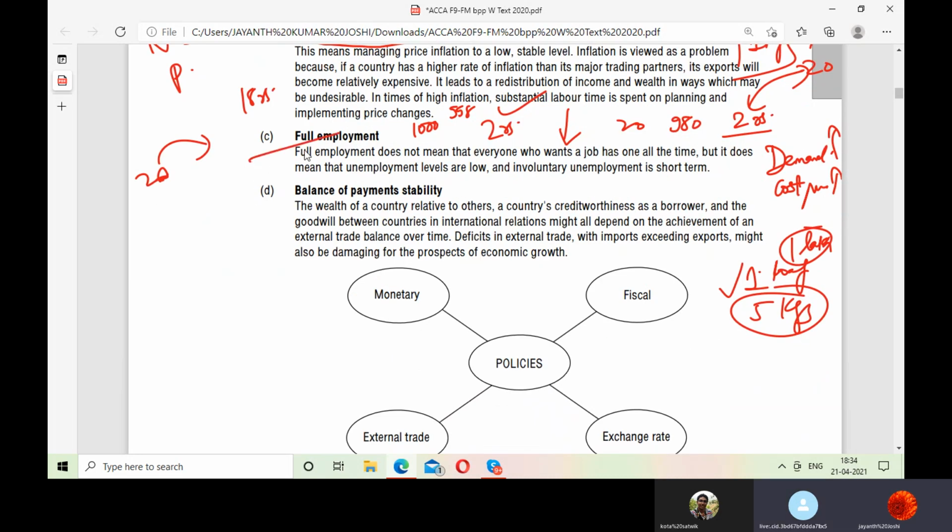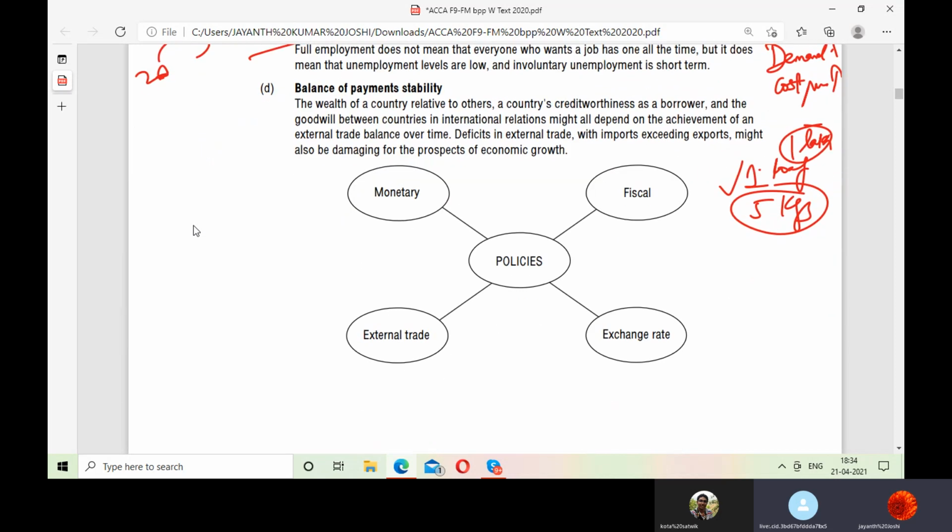Full employment: if everyone works, everyone does a job, they pay taxes, and what happens? A country develops. If unemployment is high, that is a big problem. Balance of payment stability: see, if a country has to become rich, it needs more exports. But if a country has fewer exports and more imports, the country will not become rich.